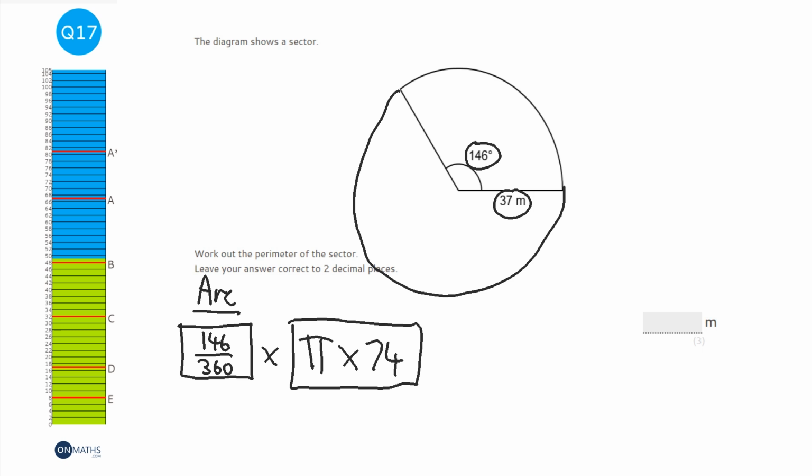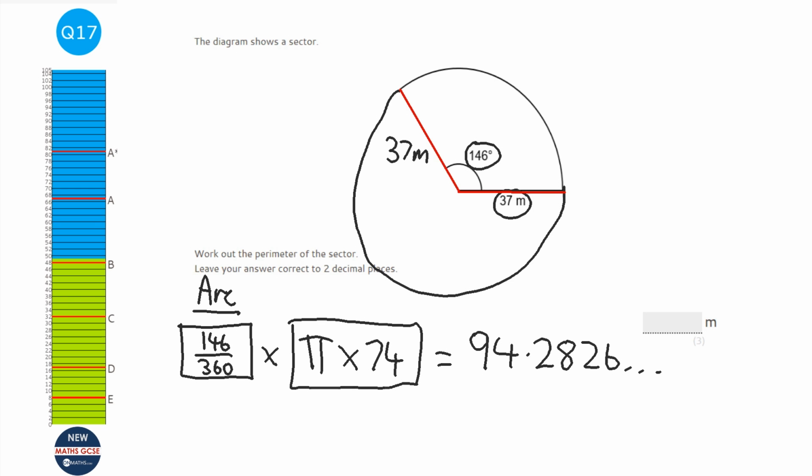I don't need it in terms of pi, I just need it as a decimal. So 94.2826 and so on. Now that's for the arc length, but we also want to know what this distance here is, and what this distance here is. Well, they are both radii, so that's also going to be 37 meters.